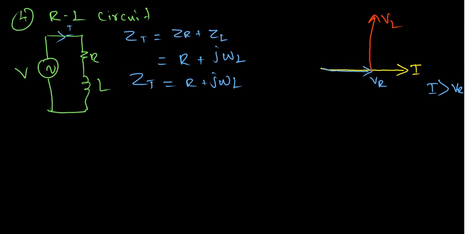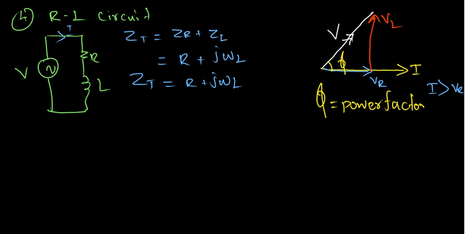So what is the answer for V? There is a vector triangle method. There is V. So V is equal to VR plus VL. And here you need to note that the angle phi is the power factor angle. That's the phasor diagram for this.